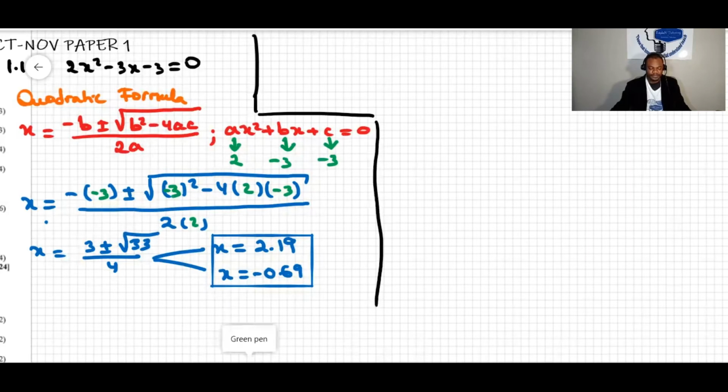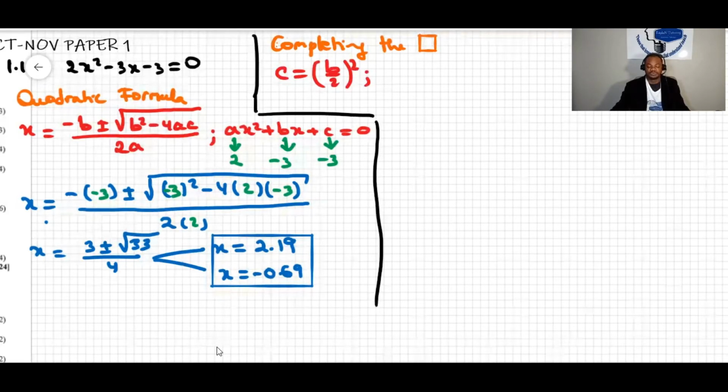Okay, by completing the square. Completing the square, abbreviated like that. Now, this is where we find the C value, and then we express C in terms of (B over 2) to the power of 2. And this is possible only in cases where A is equal to 1.